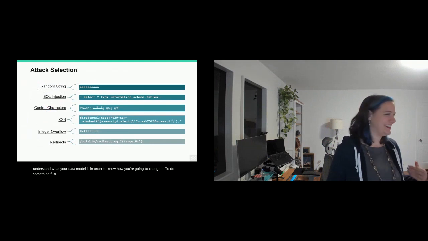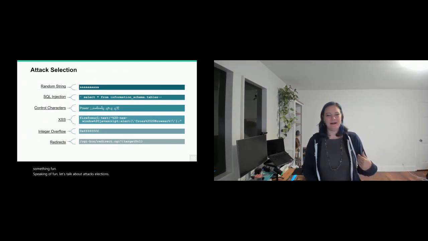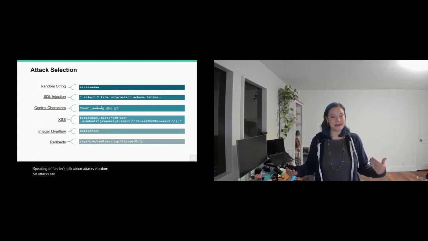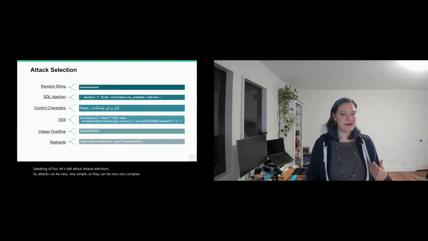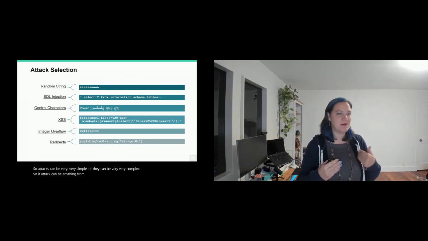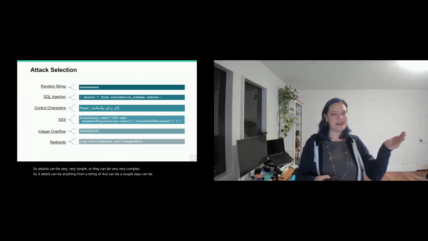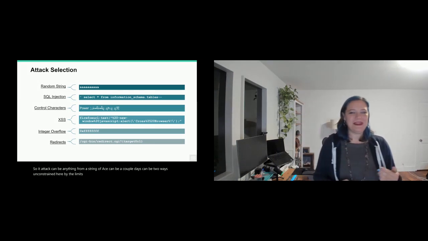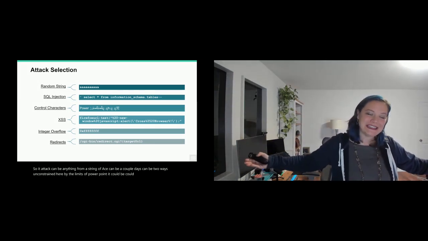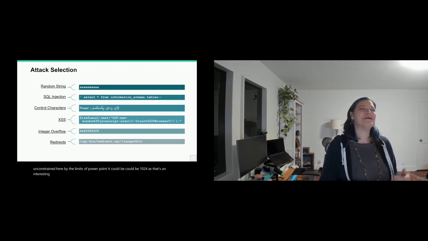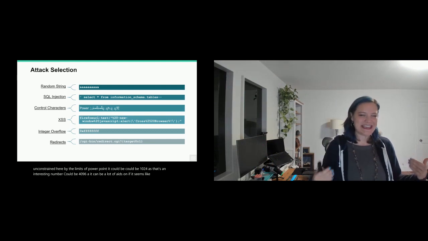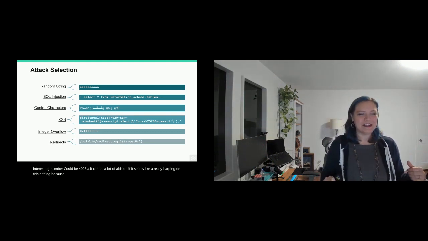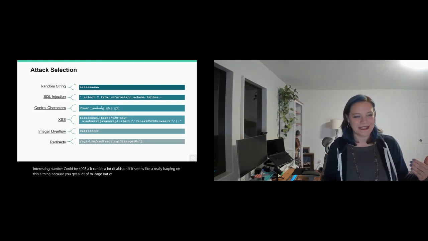And speaking of fun, let's talk about attack selections. So attacks can be very, very simple, or they can be very, very complex. So an attack can be anything from a string of A's. It can be a couple A's, can be 2 A's. I'm constrained here by the limits of PowerPoint. It could be 1024 A's. That's an interesting number. Could be 4096 A's. It can be a lot of A's. And if I feel like I'm really harping on this A thing, it's because you get a lot of mileage out of seemingly simple inputs put in very weird places.